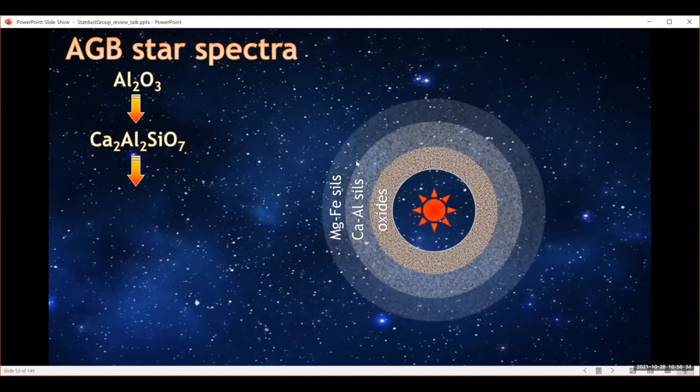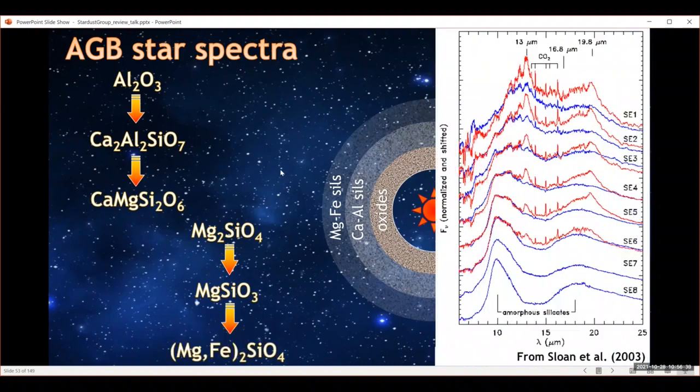And so when we look at an AGB star, what we should be seeing is this manifested in the spectrum of the star. So here you can see I've got alumina should be forming at the inside, and then the calcium aluminium rich silicates, and then the magnesium and iron rich silicates. And that's this shell that we just did.